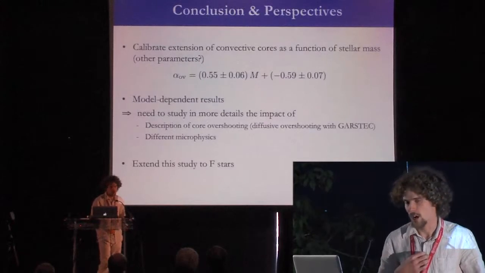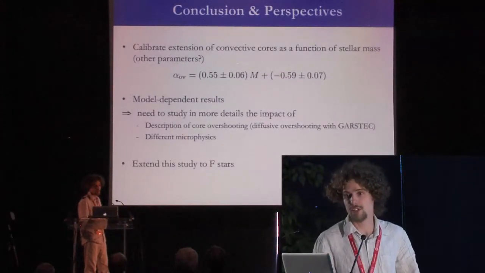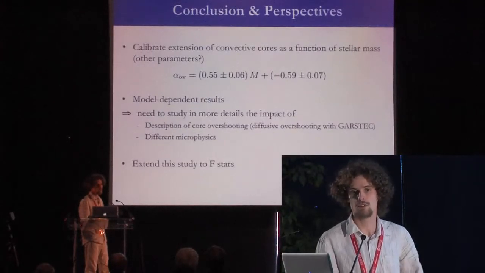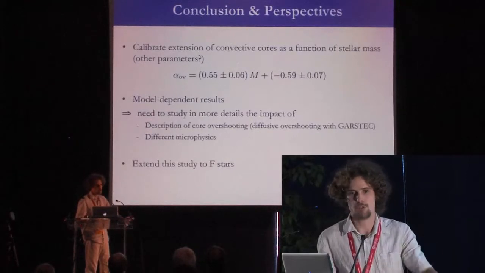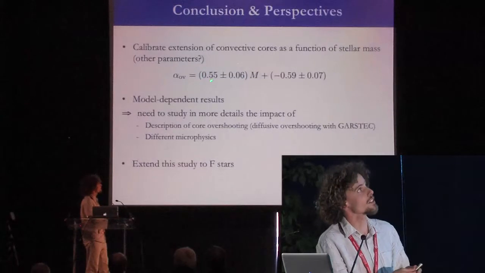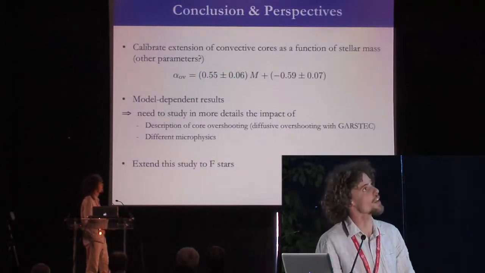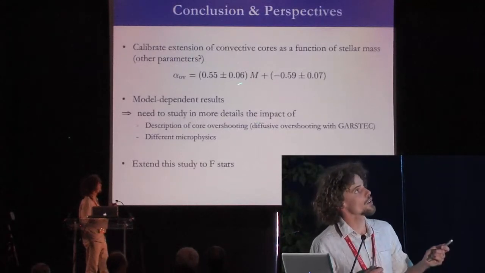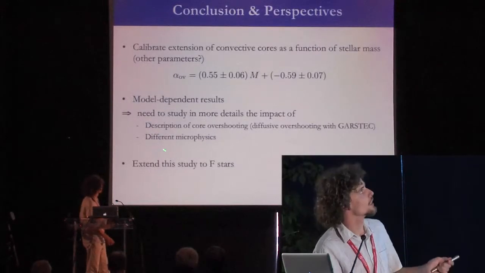Just a quick word on the perspective of this work. Of course, what we want to do is to try to calibrate this amount of overshooting. We want to be able to tell, okay, for now, we're not able to really model core overshooting or semi-convection, et cetera. But seismology tells us that the extent of convective cores should be about this. So this is just the start for that. And this could be important, for example, for PLATO to measure the ages of stars.